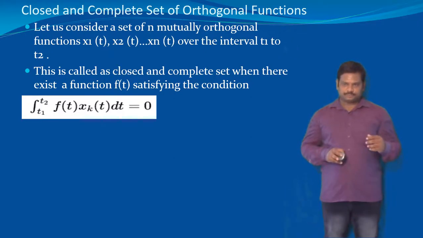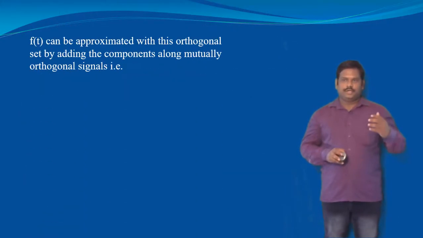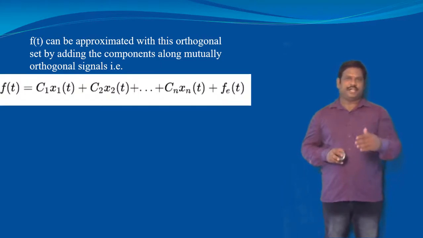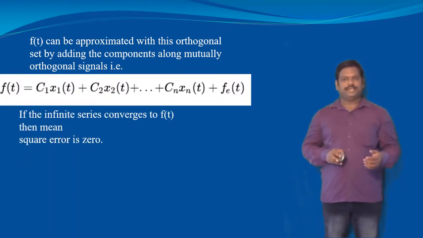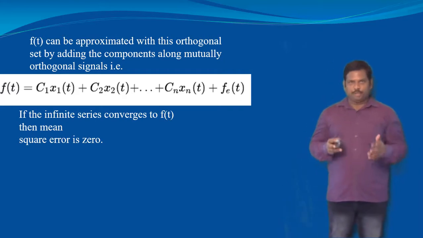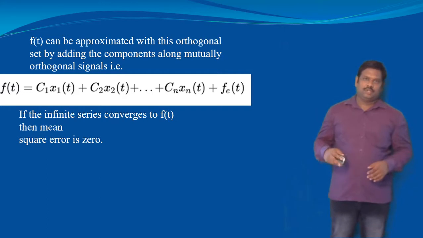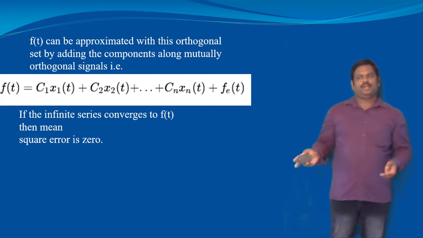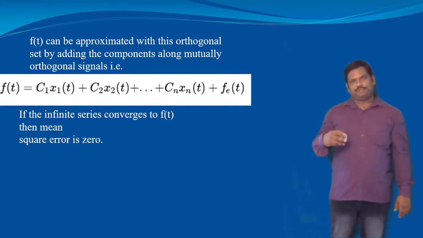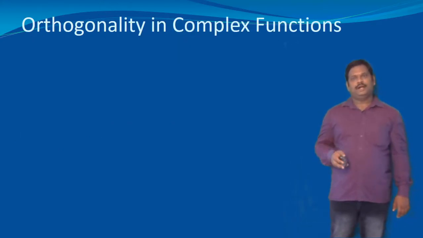Next, f of t can be given with the n number of functions. For example, if we do not get the minimum error by using these n functions, then we need to increase the number of functions to infinity. If we increase the functions to infinity, then f of t will be approximated effectively, where it minimizes the error. Okay, then the final one is the orthogonality in complex functions.